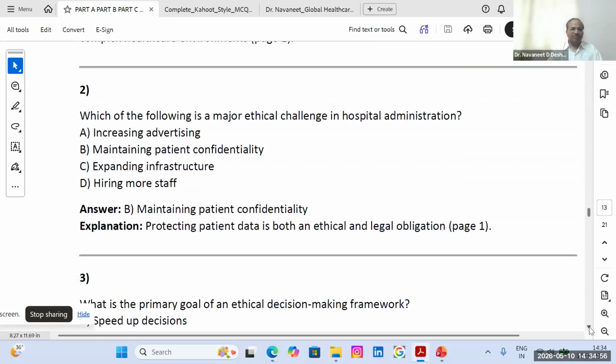Which of the following is a major ethical challenge in hospital administration? A. Increasing the advertisement. B. Maintaining patient confidentiality. C. Expanding the infrastructure. D. Hiring more staff. B. Maintaining patient confidentiality. Protecting the patient data is both an ethical and a legal obligation.